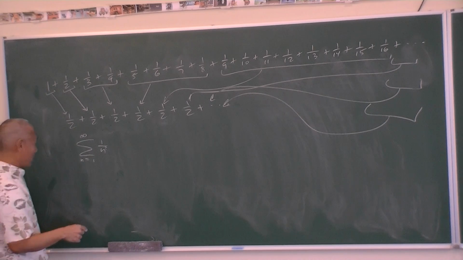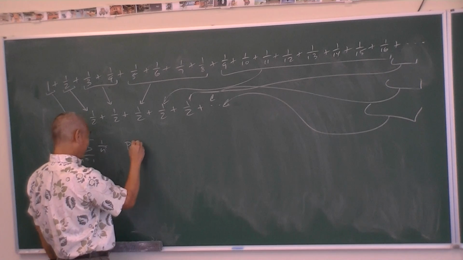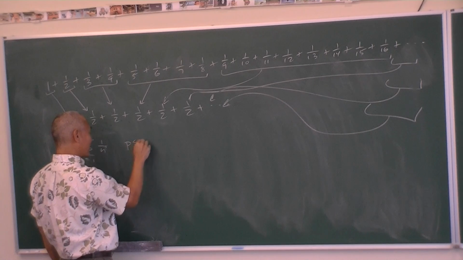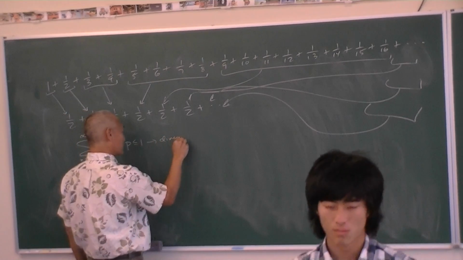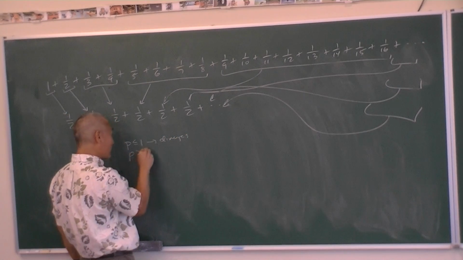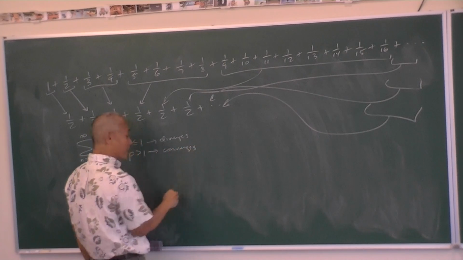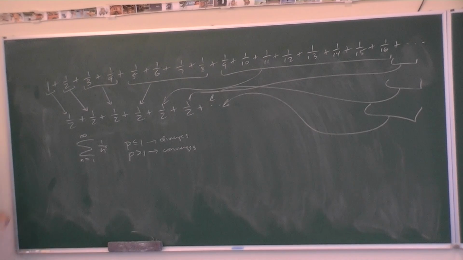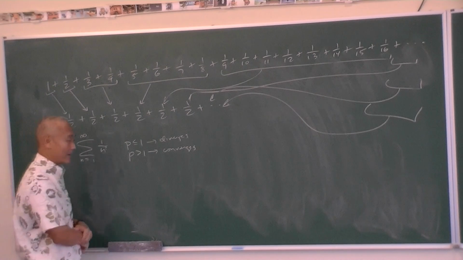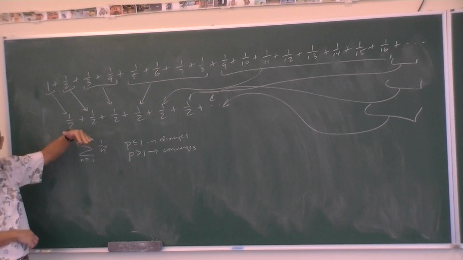So, if you look in your notes, the P-series, if p is less than or equal to 1, the series diverges. But if p is greater than 1, the series converges. Converges means it adds up to some finite number. Diverge means it doesn't add up to some finite number. So the harmonic series is the difference between converging and diverging.